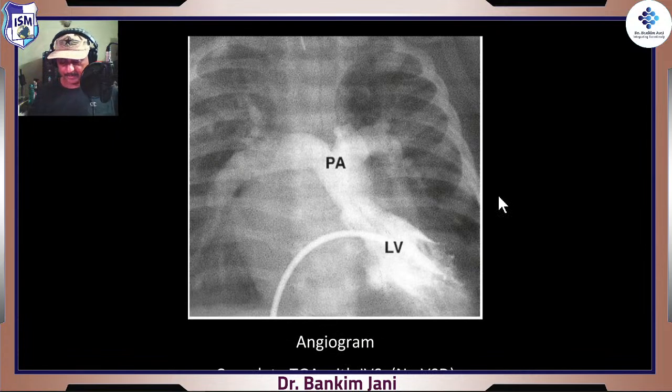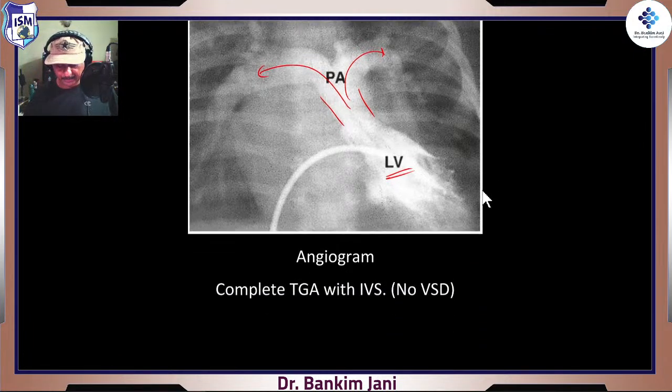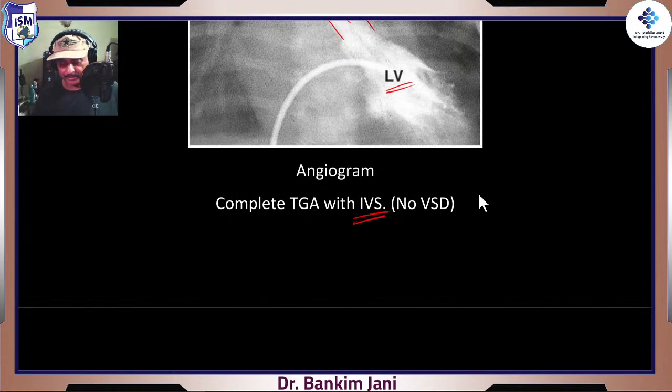So we tried the same thing in the left ventricle. In the left ventricle also, it is purely restricted to the left ventricle. And see, just by looking at it, you'll say this is the pulmonary trunk, and these are the right and left pulmonary arteries, the main pulmonary artery. Perfect. So this is complete TGA with IVS. IVS means there is no VSD, no ventricular septal defect.